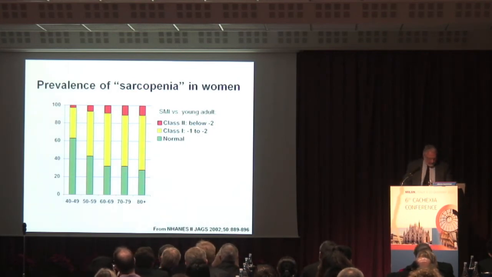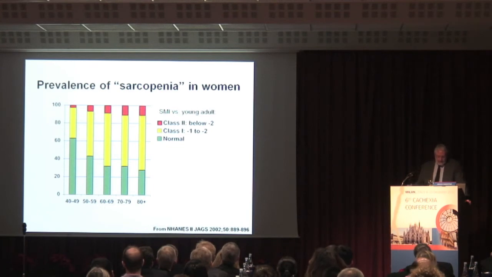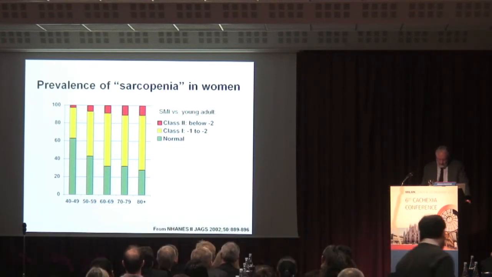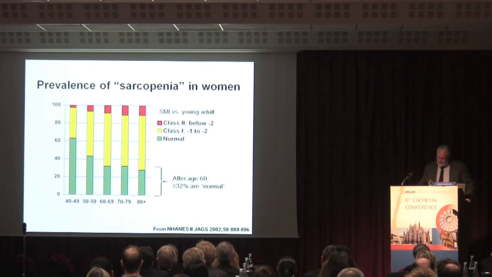Here is a slide with skeletal muscle index versus the young adult values from endpoints 2. You can see class 2 sarcopenia, class 1 is -1 to -2, and normal. Clearly, because that index goes down with aging, the prevalence of sarcopenia, regardless of its class, goes up, such that if you were to use this measurement after the age of 60, only a third of the population would remain normal.